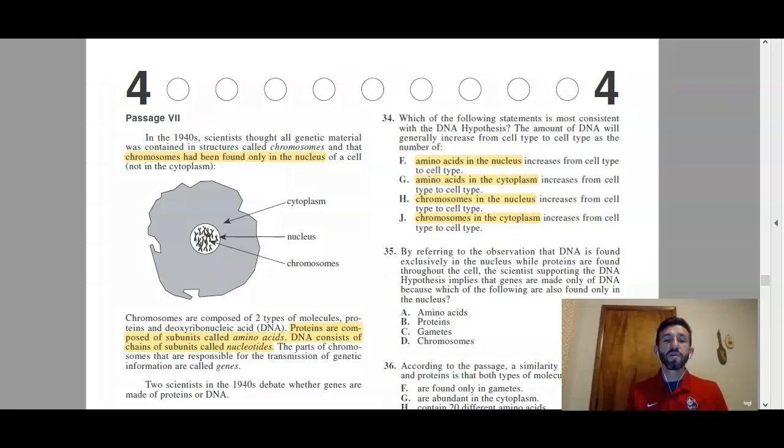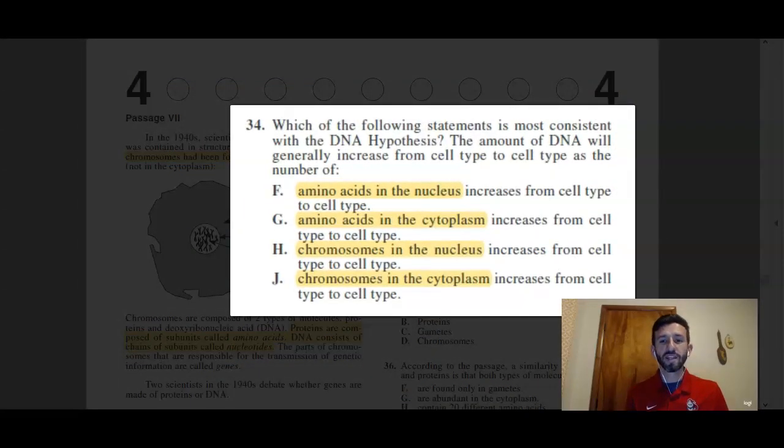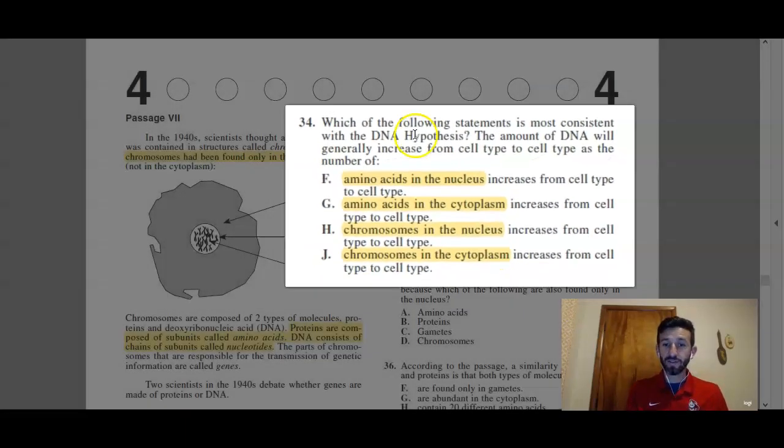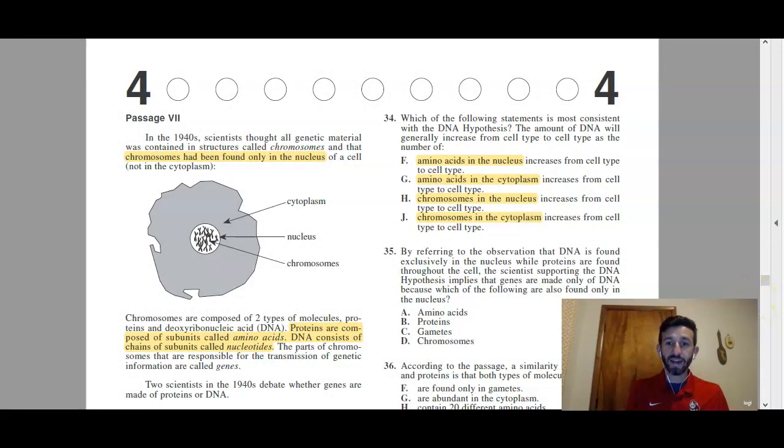Okay, so question 34. Which of the following statements is most consistent with the DNA hypothesis? The amount of DNA will generally increase from cell type to cell type as the number of, and then 4 options completing the sentence like we've talked about before. I've scanned them and underlined the differences. Basically I'm looking at amino acids and where they are, or chromosomes and where they are. Now based on the DNA hypothesis, I have to make sure I'm looking at the right thing. DNA will increase if the number of something increases.